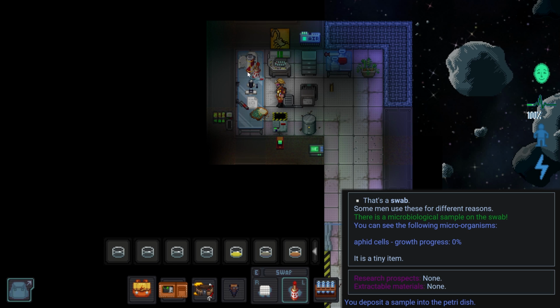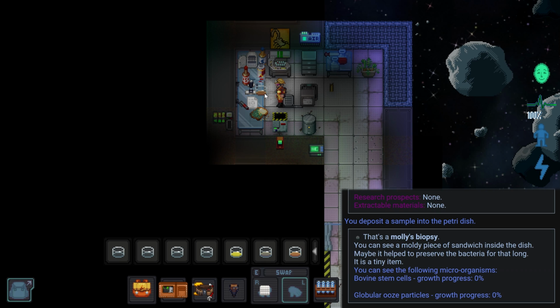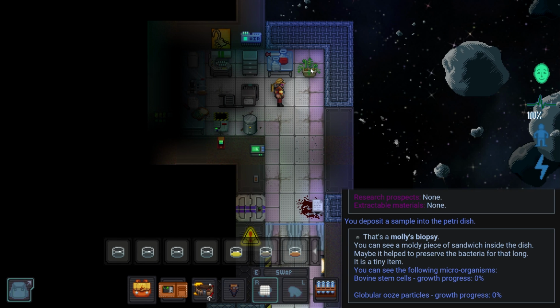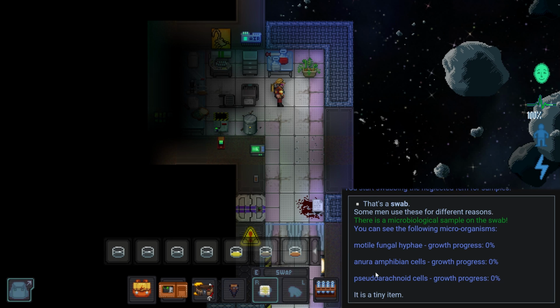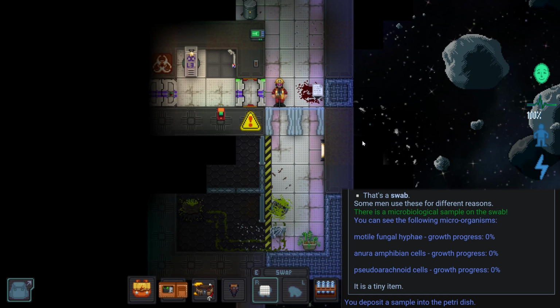Right, I'll check this fridge here. There is a moly biopsy. That is a Quest biopsy. It has some bovine stem cells and globular ooze particles. We will leave it here for now. I will also scrape this neglected fern. And in the second one, we got some cells that we didn't see before. We will try those out later.